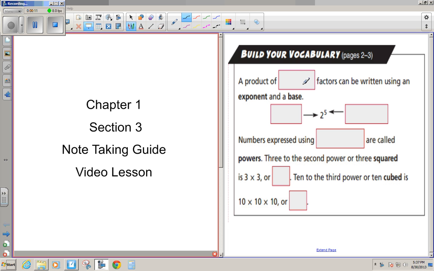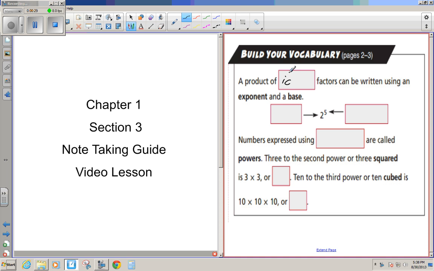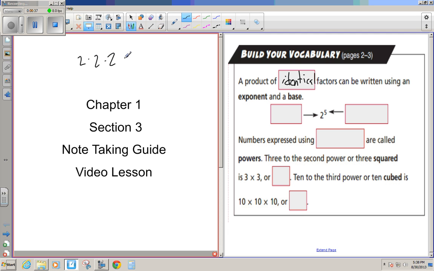A product of blank factors can be rewritten using an exponent and a base. So the product of what? Let's talk about this for a second. For them to be written as exponents, they have to be identical factors. Identical factors. That means 2 times 2 times 2 times 2. Those are identical factors. So what you're looking at here is how to rewrite this stuff right here.